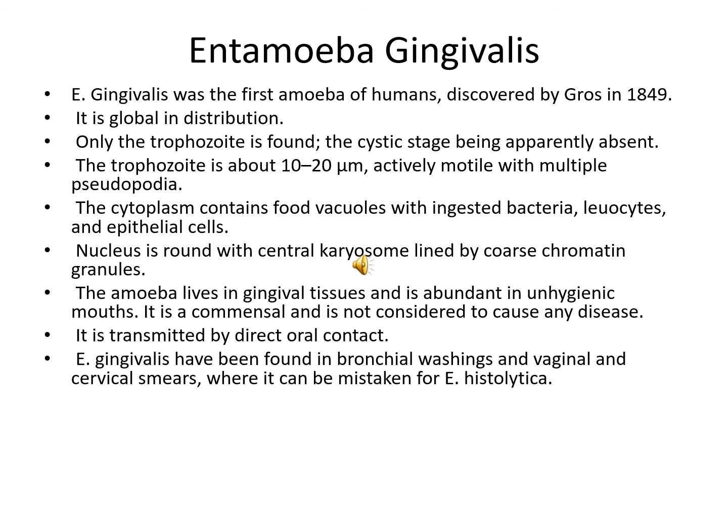Entamoeba gingivalis. This is the first amoeba to be found in humans, and it is also worldwide in distribution. Only the trophozoite stage is found, with no cystic stage or pre-cystic stage. The trophozoite size is about 10 to 20 micrometers and it is actively motile. They produce pseudopodia and multiply. It is usually seen in the gingival tissues. In case of poor oral hygiene, it is a commensal and is not considered to cause disease. It is transmitted by direct oral contact.